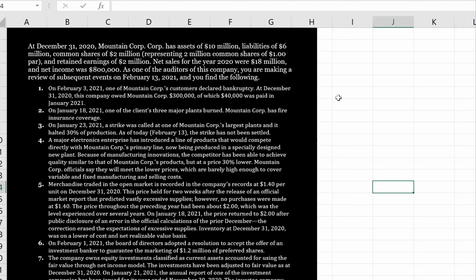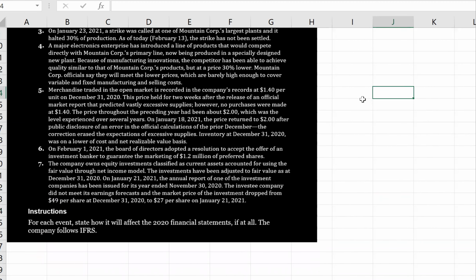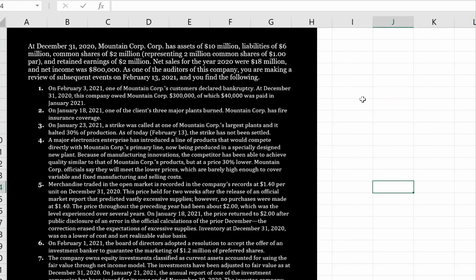Let's just take a look as we're going through this long question. Let's jump right down to the bottom. It says, for each event, state how it will affect the 2020 statements, if at all. The company follows IFRS. So as we read each one, let's also address how it will impact the financial statements. We just talked about the fact that Mountain Corp's customer declared bankruptcy, and that at December 31st this customer owed Mountain Corp 300,000, of which 40,000 was paid.